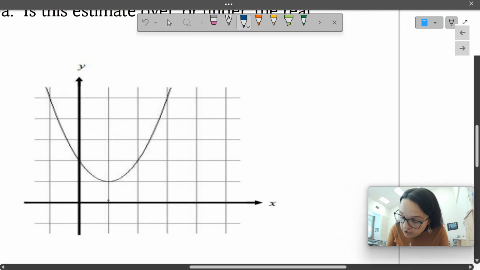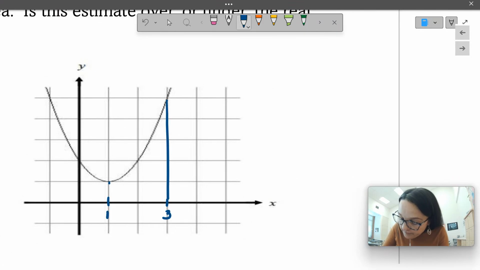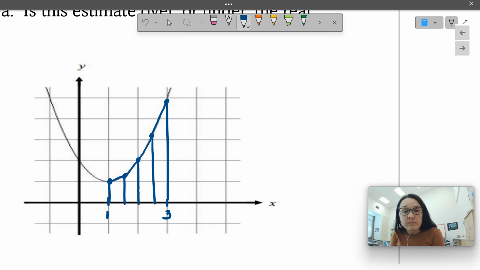If I want to go on the interval from 1 to 3, and I want to split it into 4 subsections, and I want to create trapezoids, I just connect the dots. And holy moly, does that look like a pretty good estimate? All right. So if I wanted to find the area of those trapezoids, now I'm going to do it off to the right here.